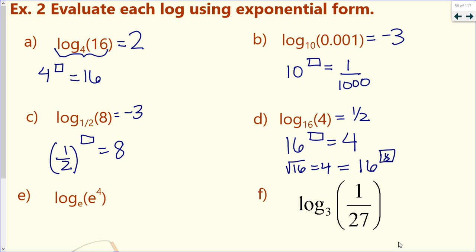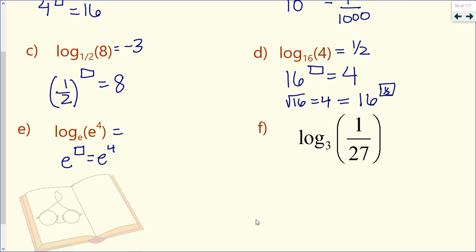Now this next one looks a little weird. It's log base e. Log base e would say, and e is that special number, it's like 2.7. So we'd say e to what power is e to the 4th? Yeah, it's just 4. It's almost so easy, it looks like a trick. So again, e to what power is e to the 4th? That's just going to be 4.